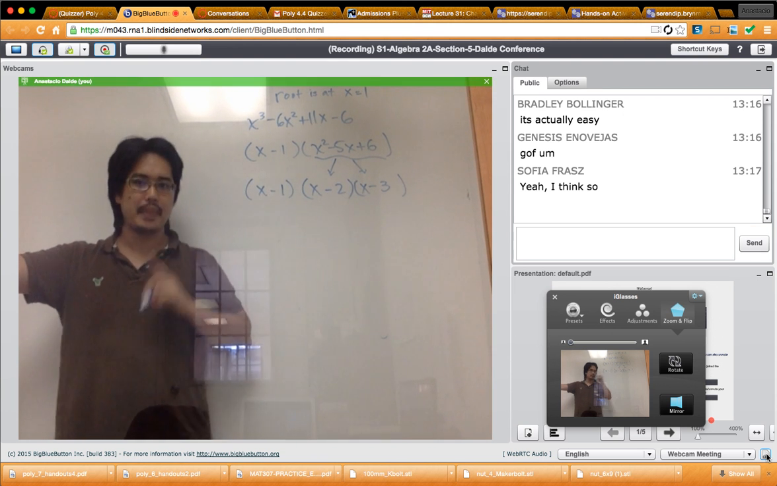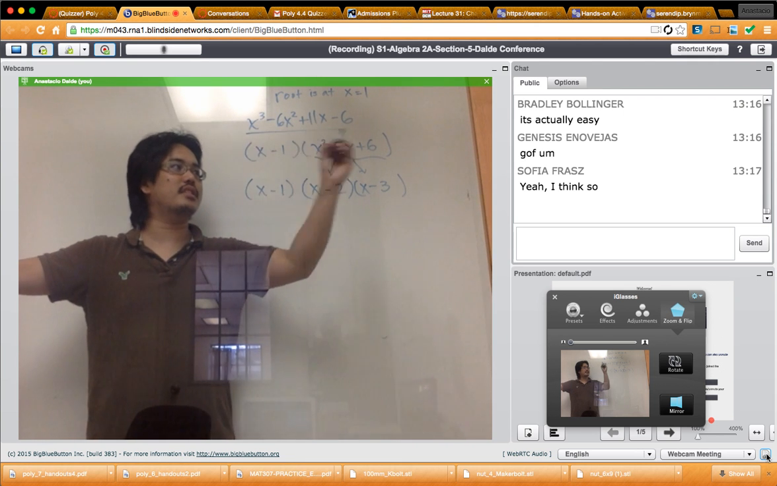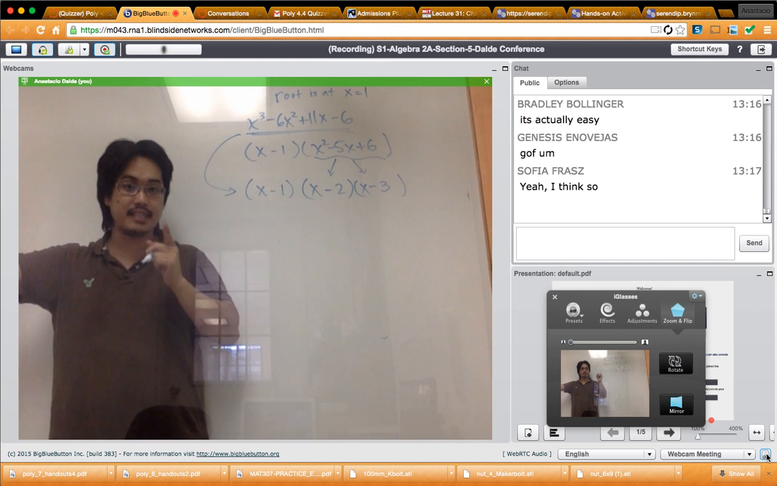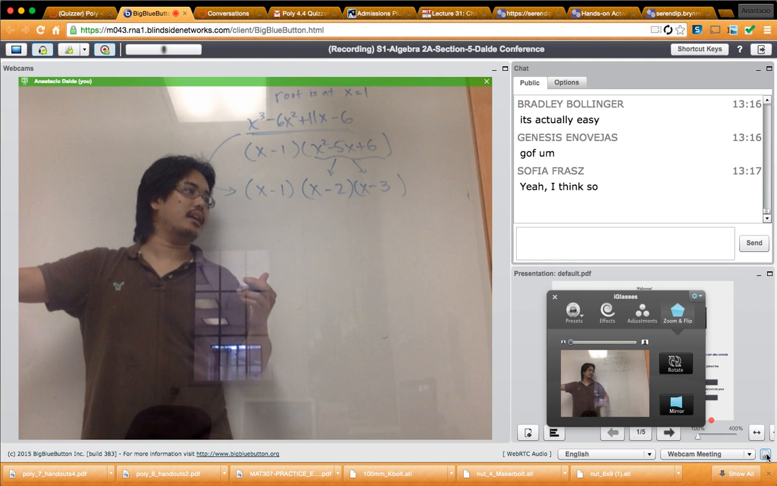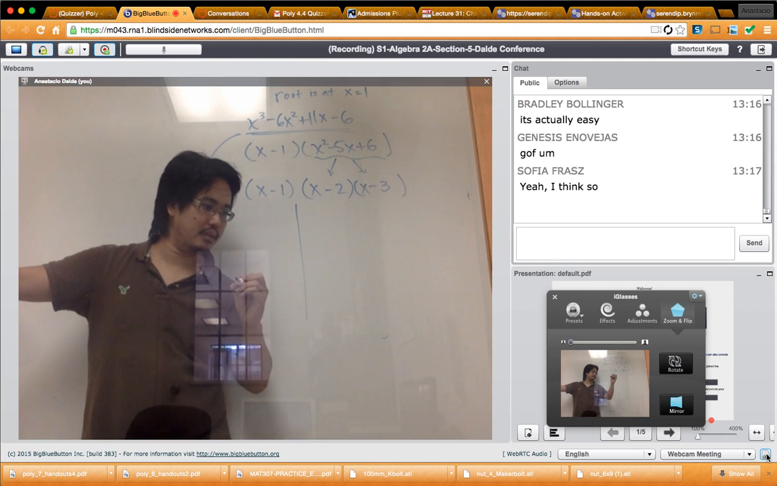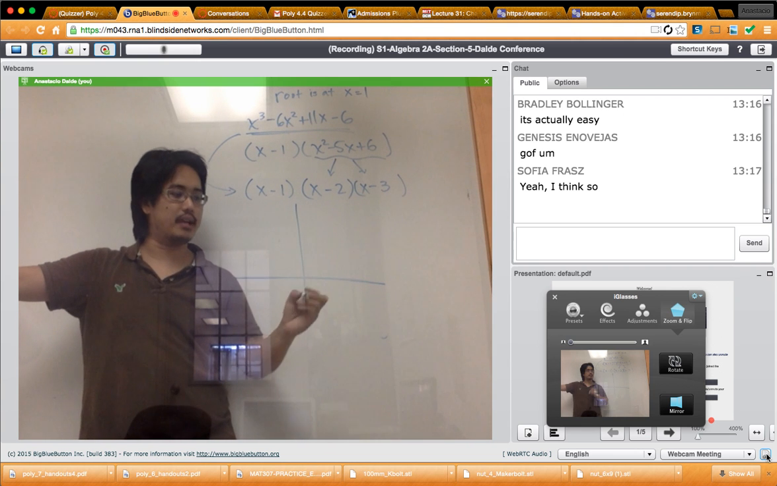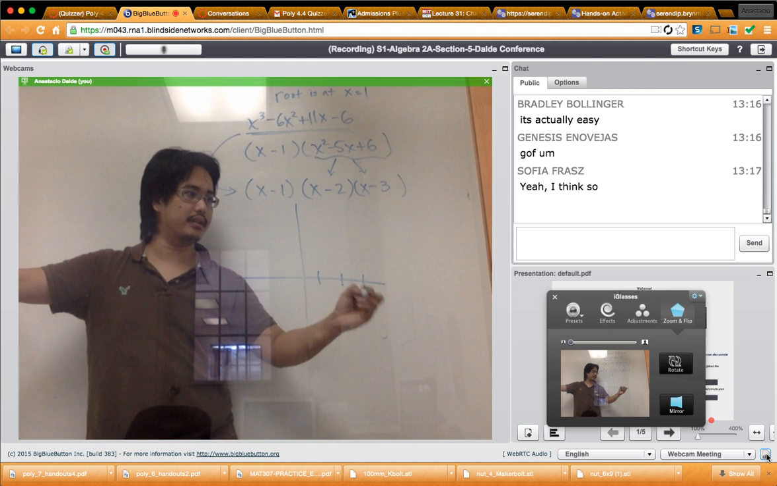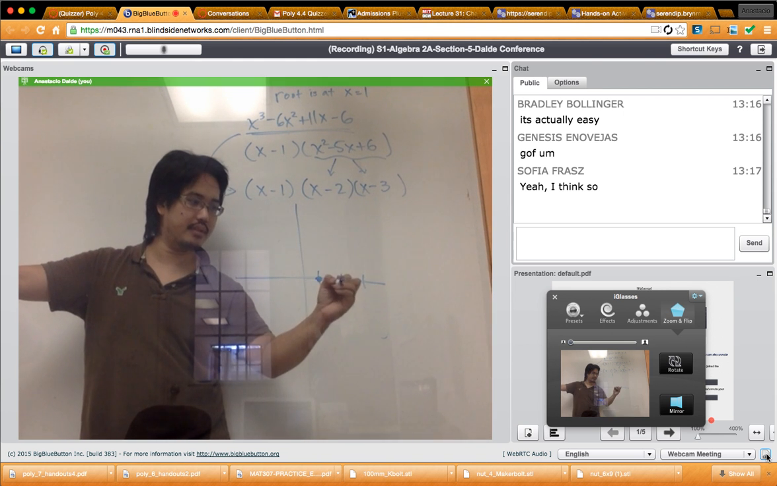Okay, so here's what I'm saying. What I did was I took this equation and I actually broke it down into 3 parentheses, and that's a good thing because now I can graph this. I can say, here's my graph, and the graph crosses at +1, +2, and +3. Here, here, and here.